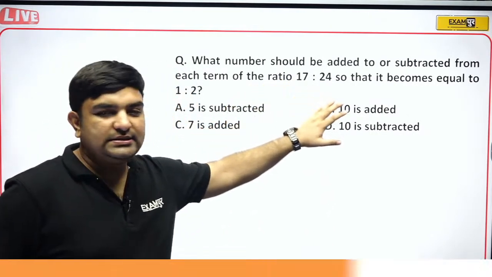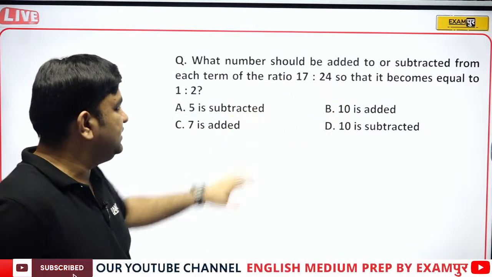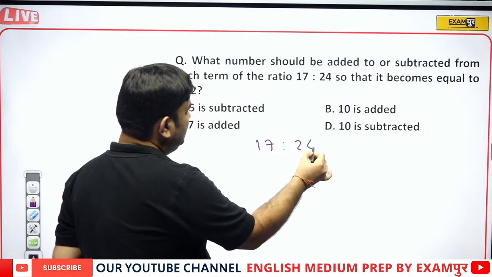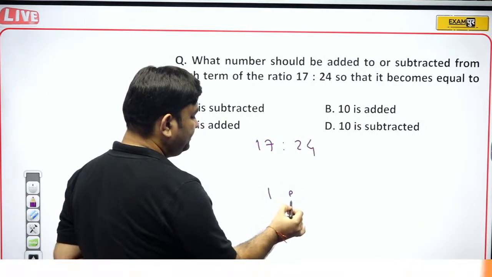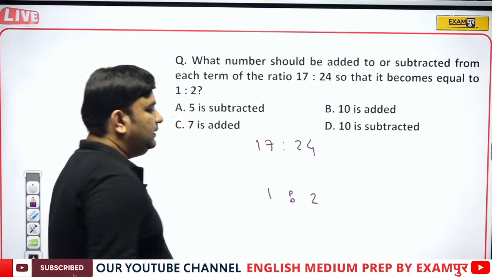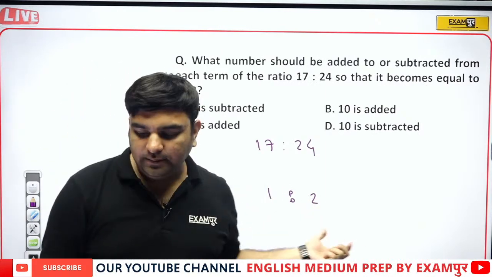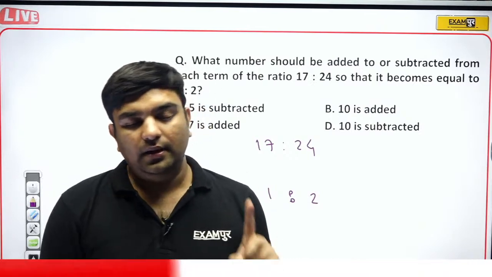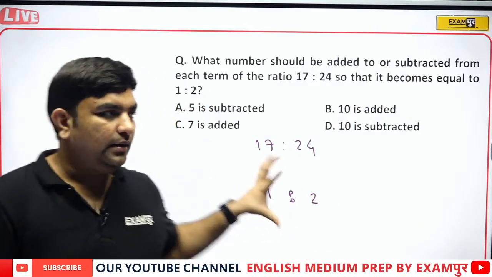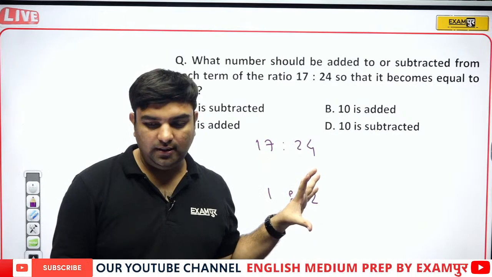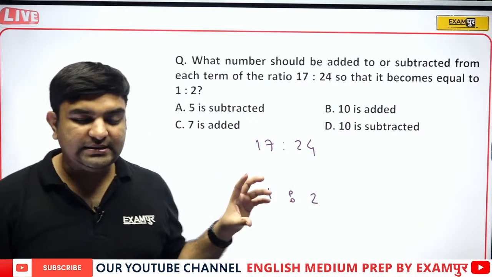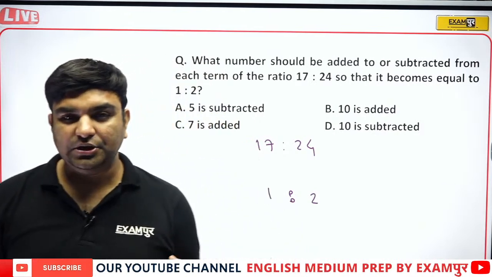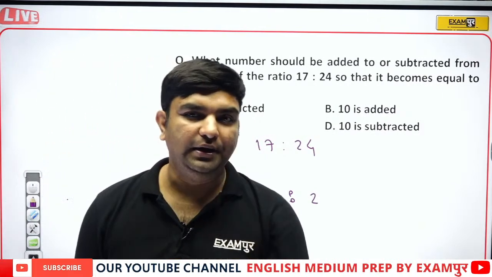Two numbers, what should be subtracted from each, so that from 17:24 you can form 1:2. Guys, can we club these ratios? Is there even a single condition with the help of which we can make these ratios equal? Yeah, there is one condition.